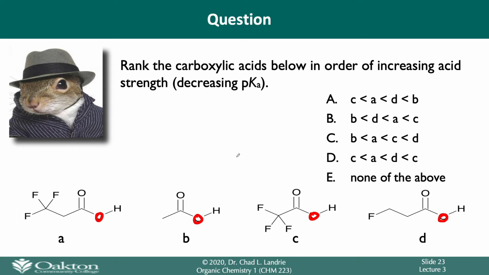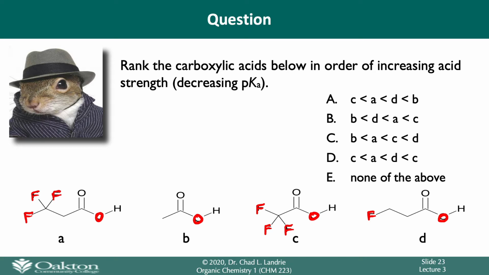All right, did you pause the video? Did you give this a try? What did you come up with? One of the clues here are the fluorine atoms. Some of these acids have them, some don't. Some have different numbers of them, and they appear to be at different distances from the atom losing the proton. So those are all going to be important factors.